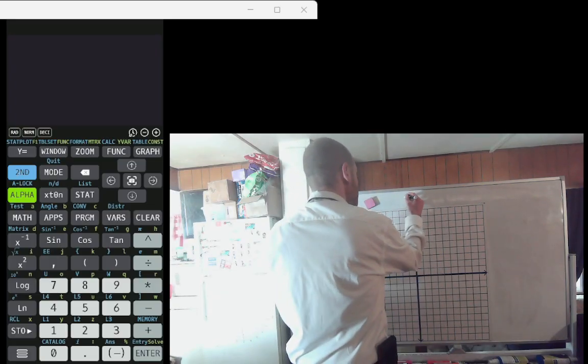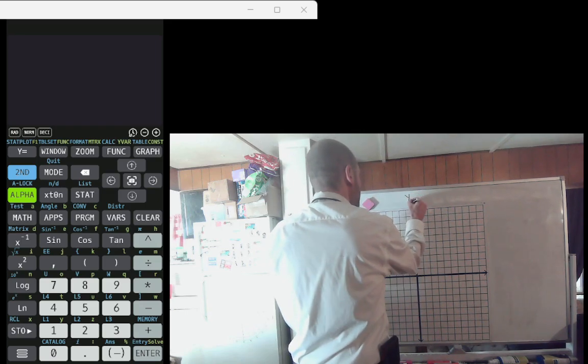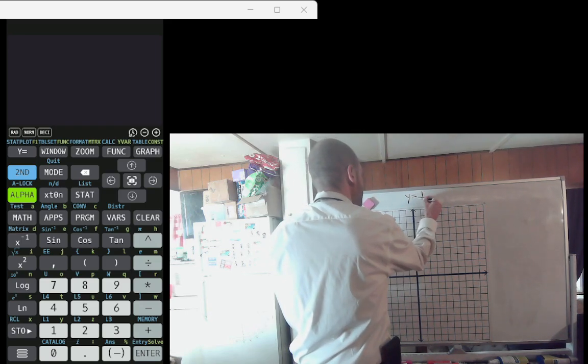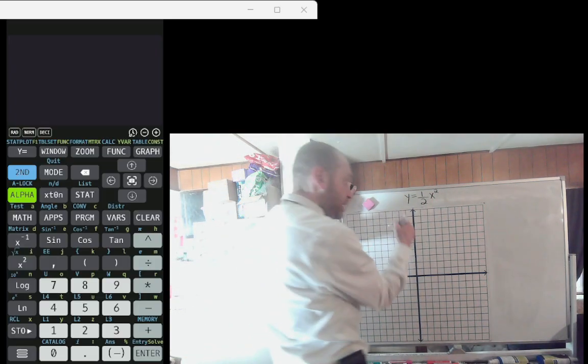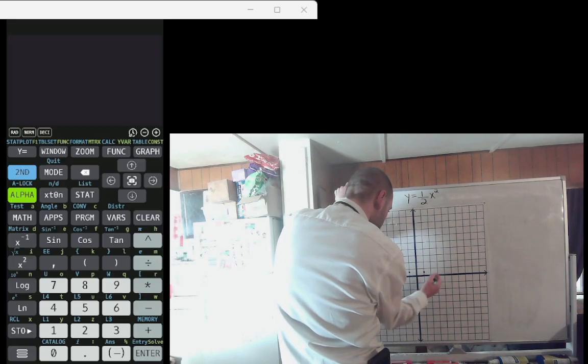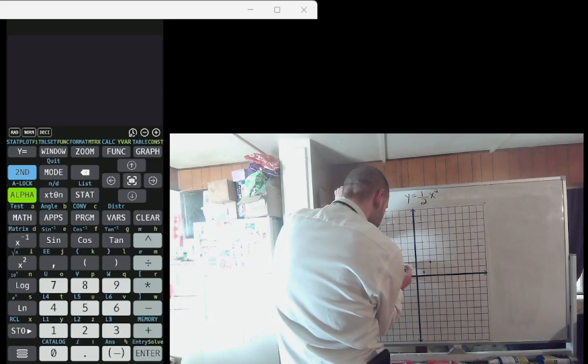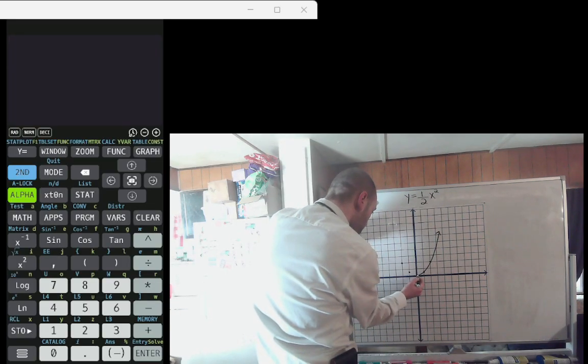Oh, there's my marker. So let's say we have y equals 1/2 of x squared. So we're going to graph y equals 1/2 x squared. So 0, 0, 1, 1/2, negative 1, 1/2, 2, 2, negative 2, 2. So here is your curve.